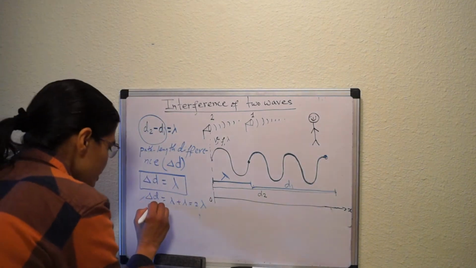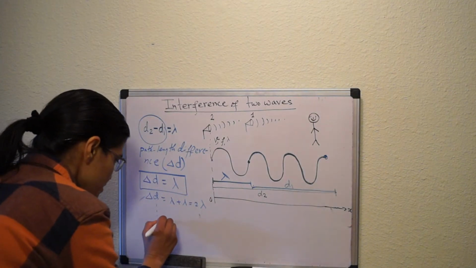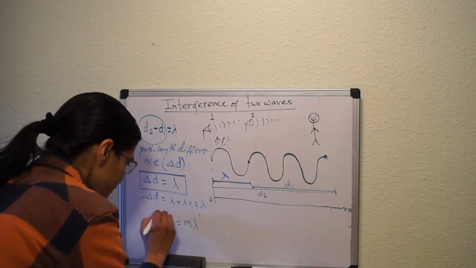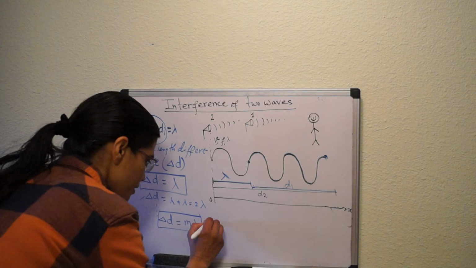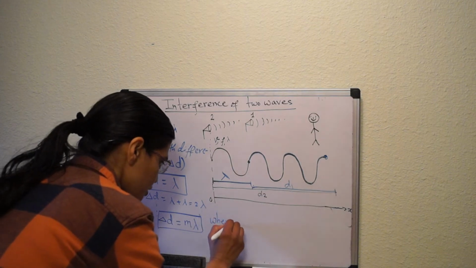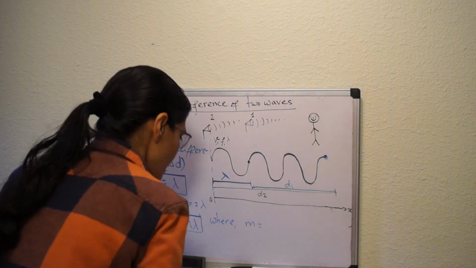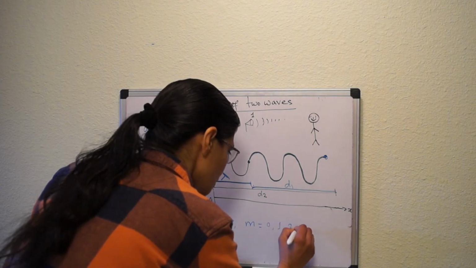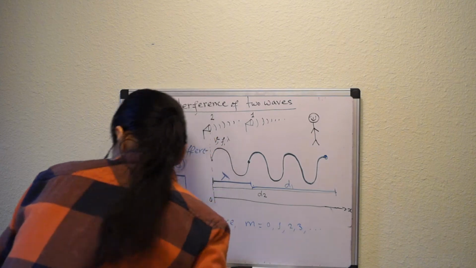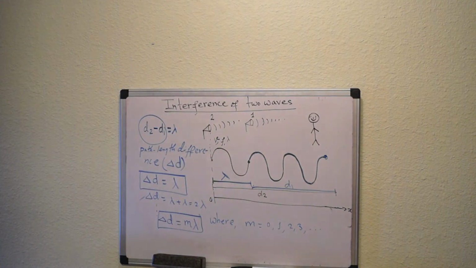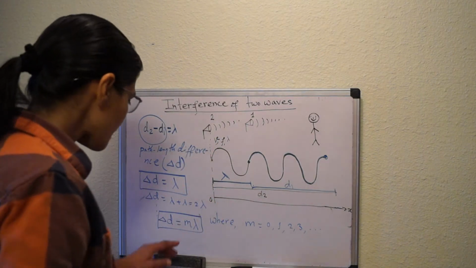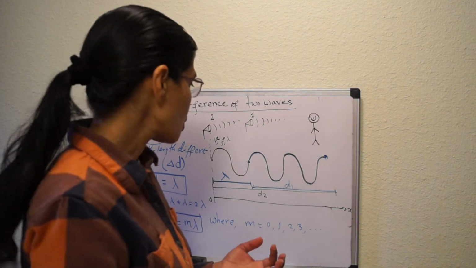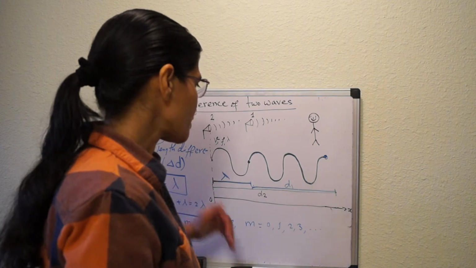So if we keep doing this, it turns out that this path difference D is just equal to m times lambda, where m equal to 0, 1, 2, 3, and so on. Okay, so this is a condition for two waves to go through constructive interference.